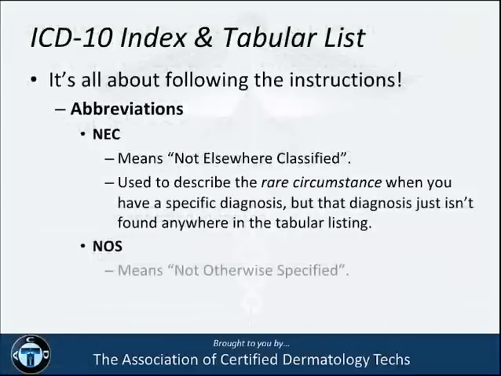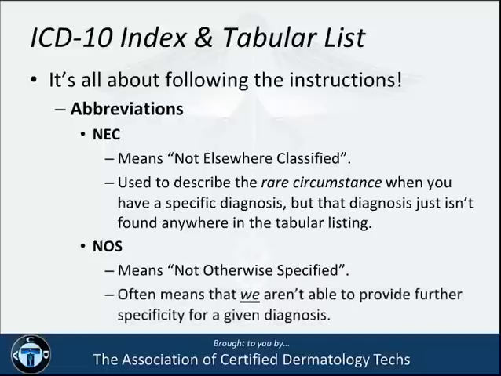NOS, on the other hand, means not otherwise specified. It all too often means that we aren't able to provide further specificity for a given diagnosis. And because the whole point of switching to ICD-10 is to provide more specific diagnostic data, you can imagine that not providing the requested specificity can be a recipe for a rejected claim.